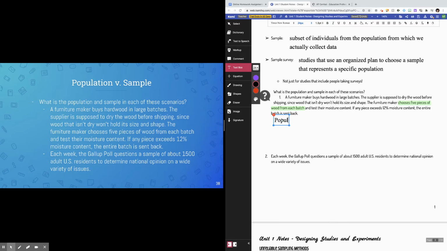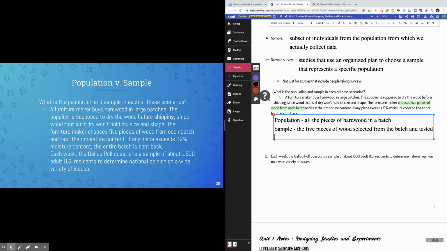Okay, so the population here is all the wood, so all the pieces of hardwood in a batch, right? So it's the whole population. The population is what we are trying to ascertain information about, and we care about each individual batch, right? So the population is all of the individual pieces of hardwood in that batch. So that means the sample is the 5 pieces of wood selected from the batch and tested at random. Okay. Let's say for moisture content.